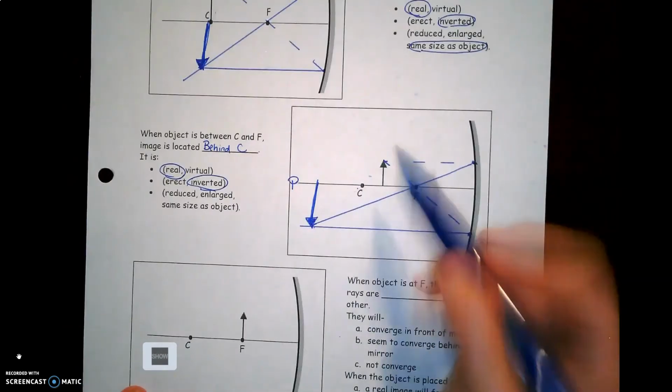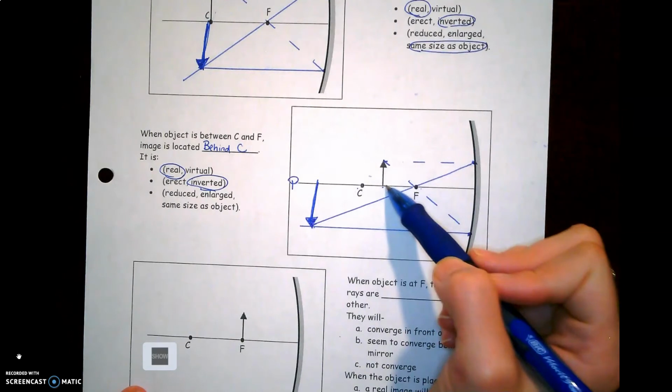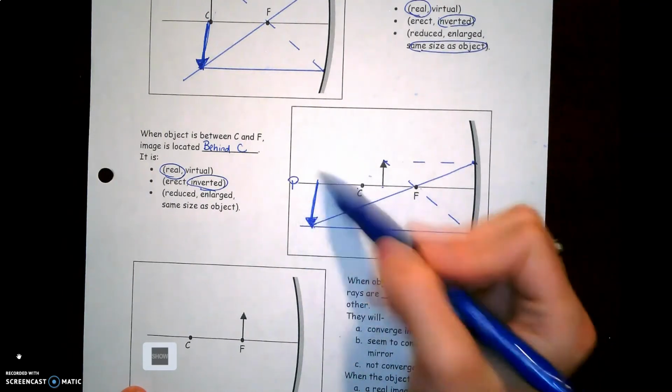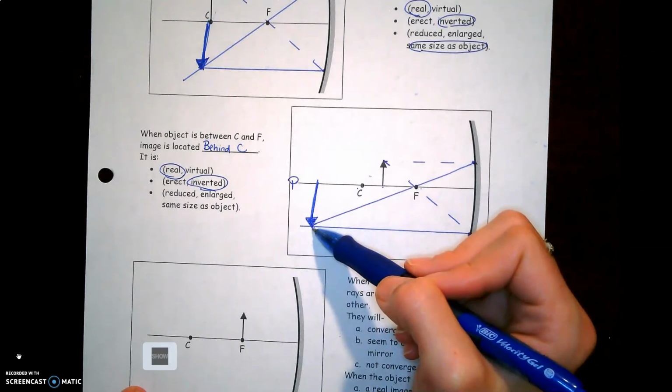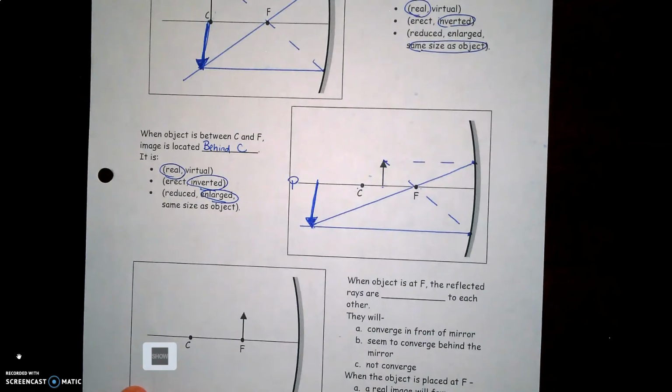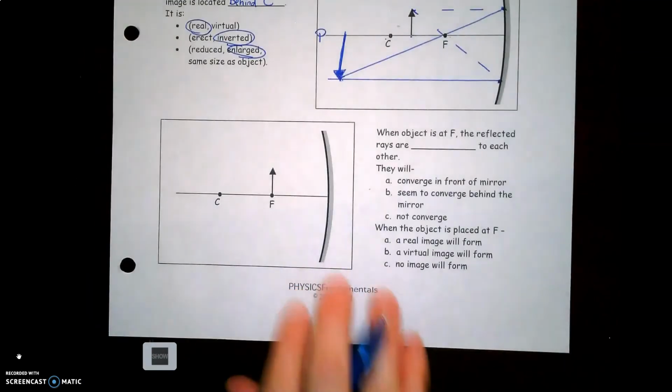And now we need to look at the size. So this is our original arrow, and this is the image arrow. So that's what we're going to see in the mirror. And it's going to be an enlarged image. So enlarged would be what you would circle. And then finally we have our third one.